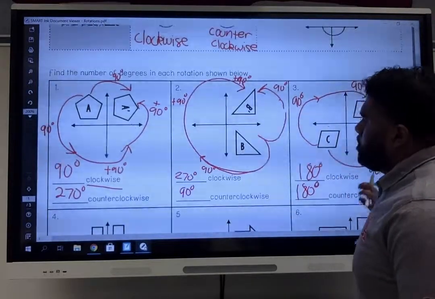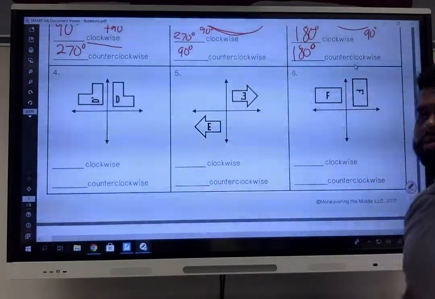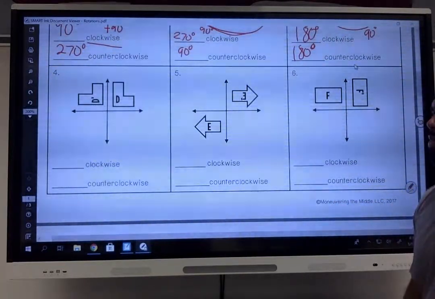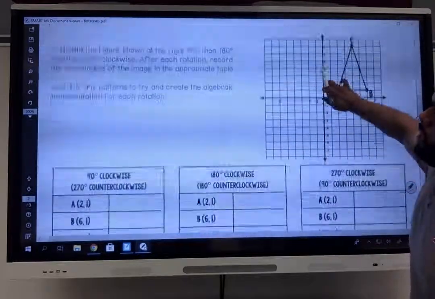Okay, so I'm going to scroll down. I'm going to show you all this. I'm going to let y'all pause it. Try these next three on your own. All right, so let's throw down.